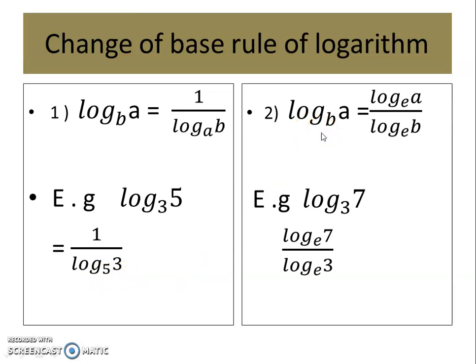The second change of base rule is defined: log a to the base b is equal to log a to the base e upon log b to the base e, or any base you want for simplification. Suppose I take the base e. I want to convert log 7 to the base 3 into numerator and denominator form, so I use this change of base rule. I put a is equal to 7 and b is equal to 3. On the right hand side of the expression, we get log 7 to the base e upon log 3 to the base e.